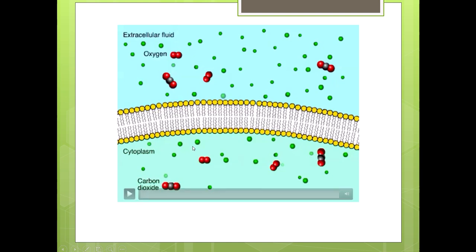So oxygen and carbon dioxide are small enough that they can slip through in between the phospholipids, so they can move via simple diffusion, passive transport.